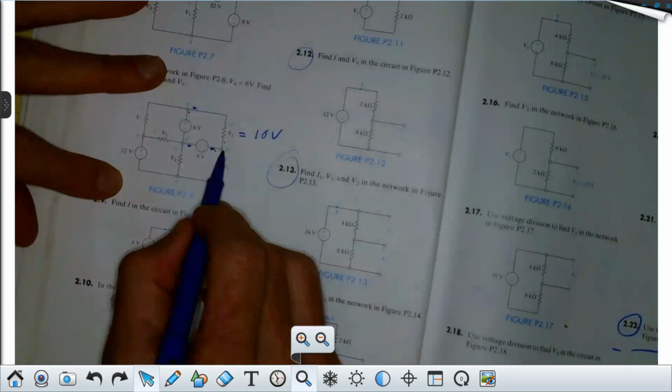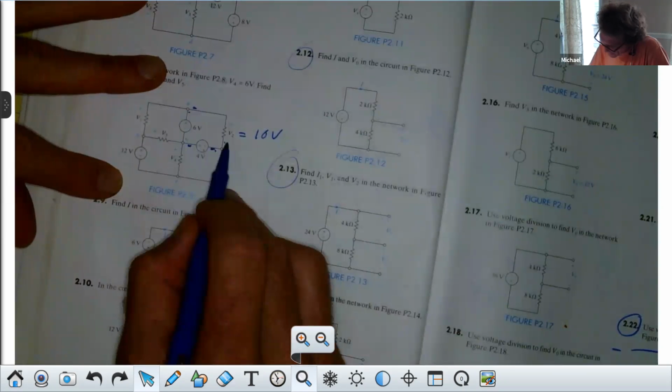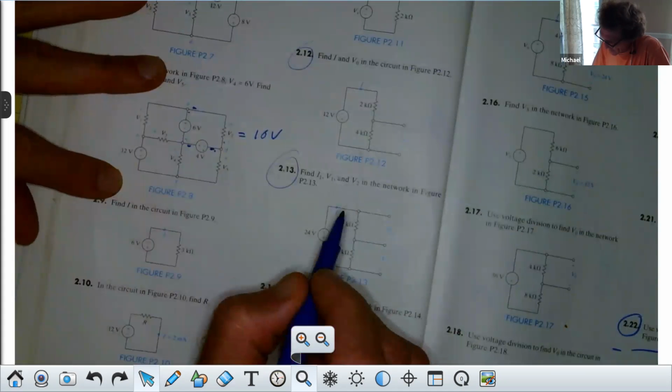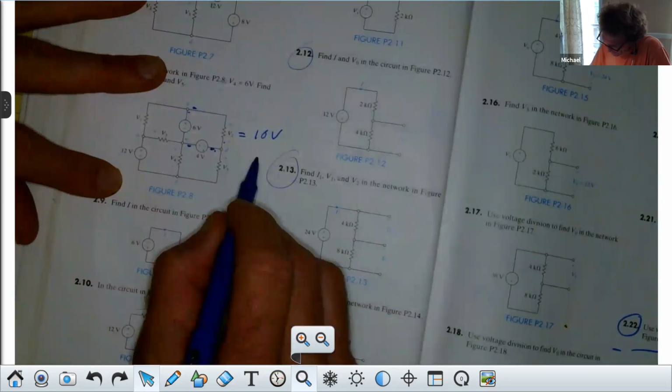Yes. Start here. That's an increase of 4, an increase of 6, and that's right at the positive. Started at the negative. It's 10 volts, V2. Got it? Yes. All right. Now, if that's 10 volts right there, what else do we know?